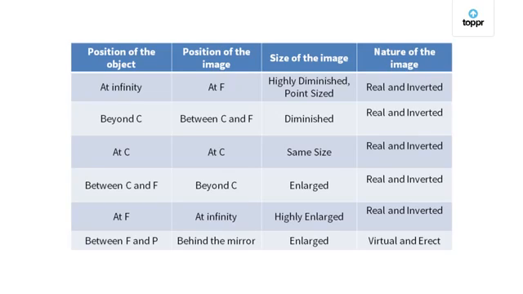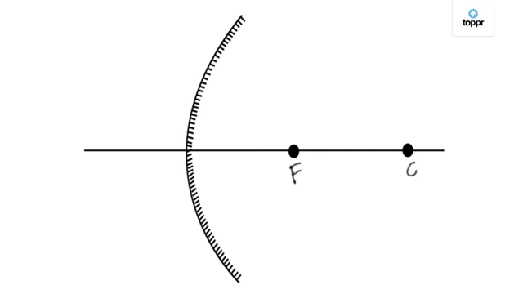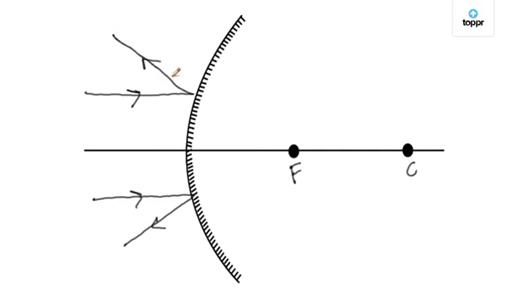Now let us replace the concave mirror with a convex mirror and see the image formation by construction of ray diagrams. When an object is placed at infinity, the rays parallel to the principal axis fall on the convex mirror. And if we extend the reflected rays behind the mirror, the rays meet at the focus of the mirror. Thus, the image formed is at the focus. It is virtual, erect and highly diminished.